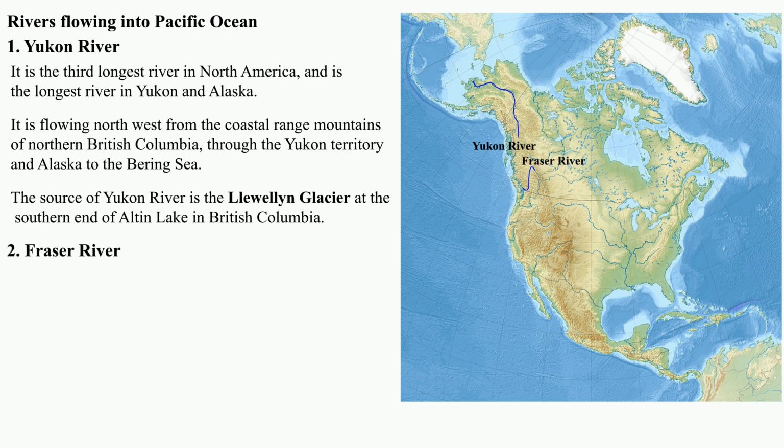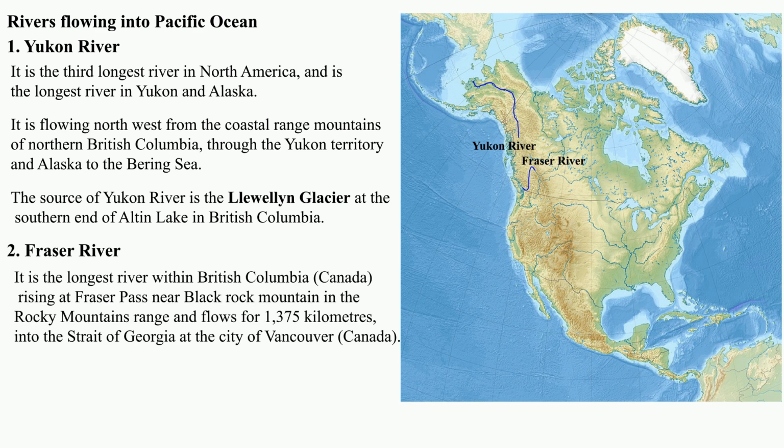Now the next important river is the Fraser River. Fraser is the longest river within British Columbia, which is a province of Canada, rising at Fraser Pass near Blackrock Mountain in the Rocky Mountain Range and flows for approximately 1,500 kilometers into the Strait of Georgia at the city of Vancouver.